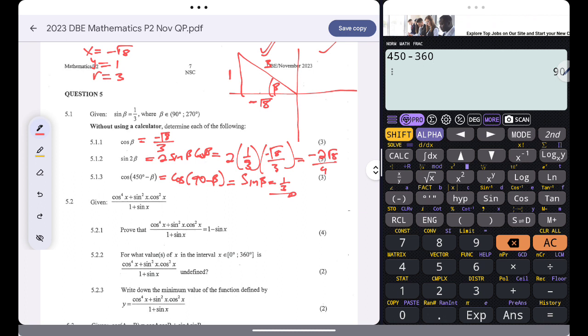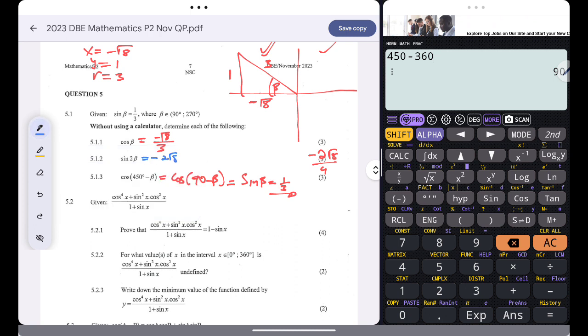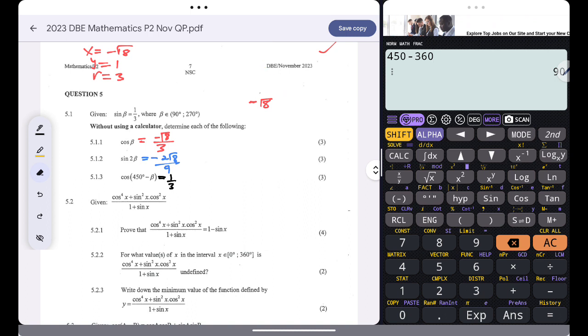Are we together? So this simply means that my answer here is negative 2 root 8 over 9, and then my other answer here was just 1 over 3. Okay, now let's move forward.